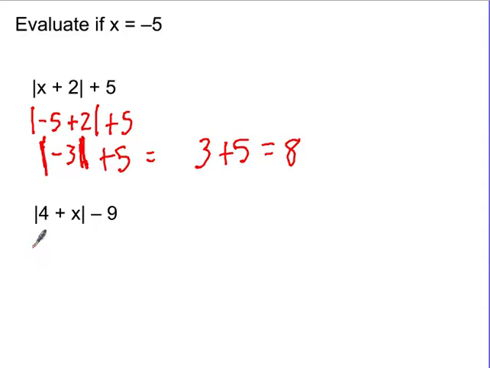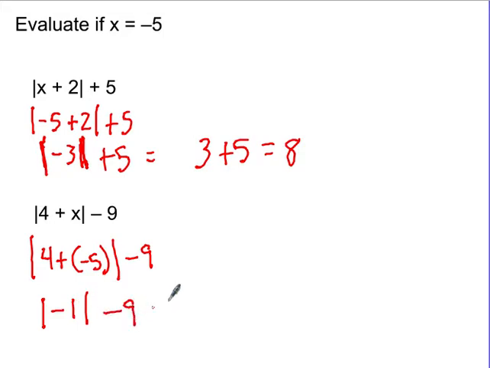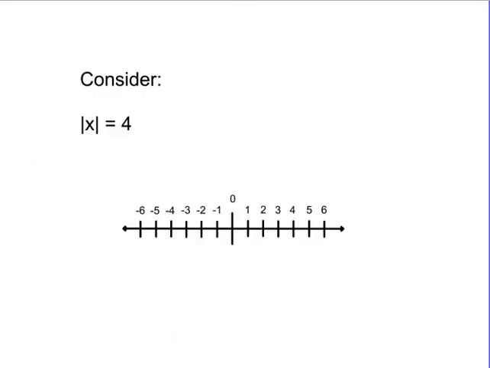Okay, so absolute value of 4 plus negative 5 minus 9, so that would be absolute value of negative 1. 4 plus negative 5 is negative 1 minus 9, which would be 1 minus 9, which is negative 8. Okay, so those are pretty straightforward. I know you guys have seen those before. Don't think there'll be any difficulties there.